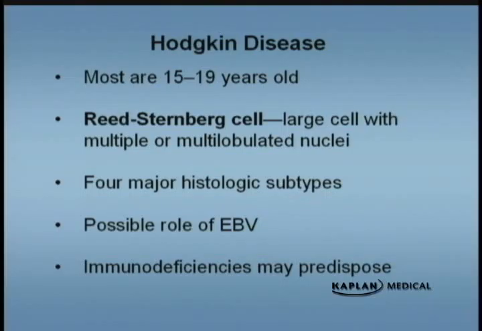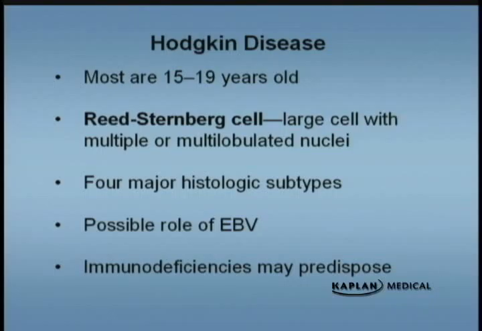Hodgkin's disease. This is a lymphoma, and it's almost the equivalent of leukemia because it has to do with lymphocytes also, but it is a solid tumor. Hodgkin's disease typically has two age peaks. The age peak that we see in pediatrics is around 15 to 19 years of age. There's another peak in adults at around 50 years of age. We're not going to deal with that because we're talking about pediatrics.